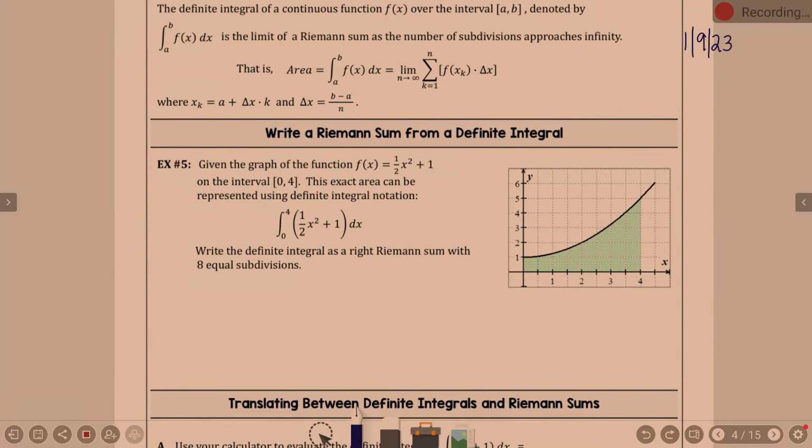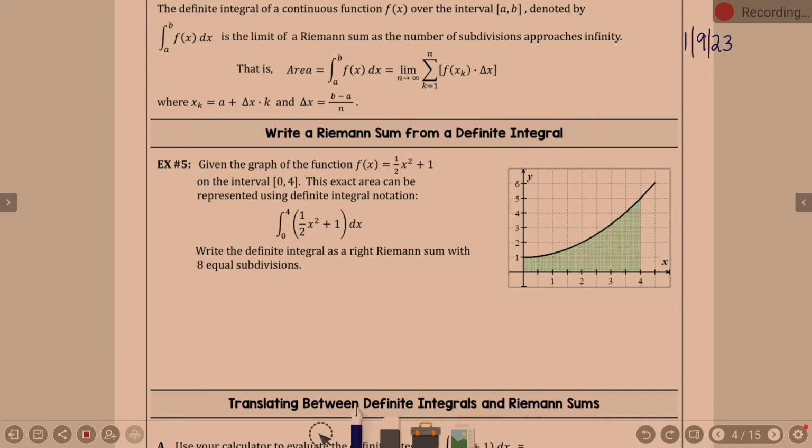Okay, guys, picking back up in lesson 6.2, right? I think that's where we're at. We are working with these Riemann sums, these definite integrals, and we're going to spend today really working on how to go back and forth between writing an integral as a Riemann sum or vice versa. We started that a little bit on Friday.